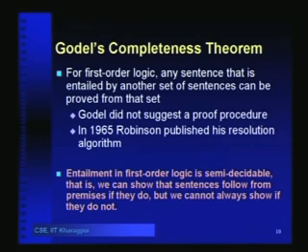But he did not suggest a proof procedure, and in 1965 Robinson published his resolution algorithm, which was proved to be the complete proof procedure for first order logic. But there is a catch in the whole thing. This entailment in first order logic is semi decidable. So, what does this mean? It means that we can show that sentences follow from premises if they do, but we cannot always show if they do not. So, let us understand what this means.